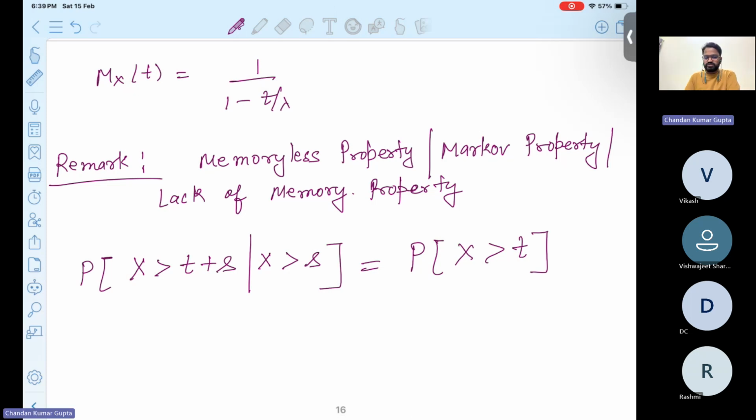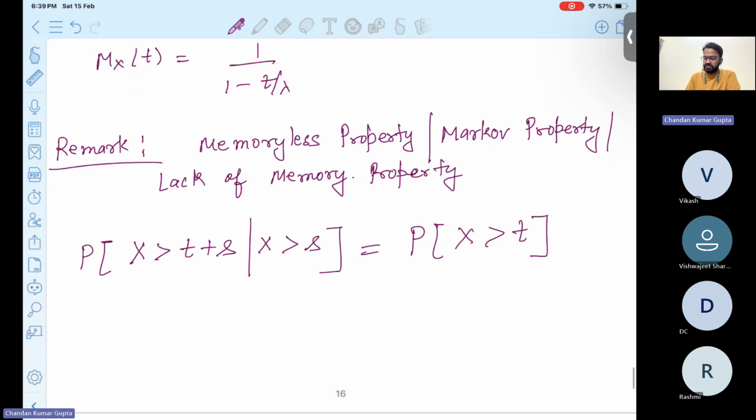Okay, so this is the property, because whatever happened previously, it forgets, maybe you can say. So it lacks the memory of what has already happened. So that's why it is called the memoryless property.